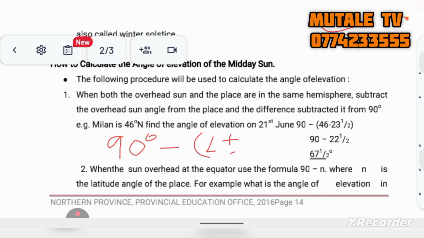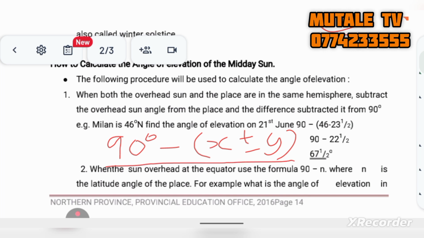Let me do it like this, that will make much more sense to you. So we're going to get x, let's say x plus or minus y. So this is the formula for finding what?